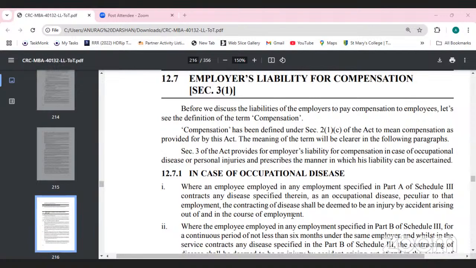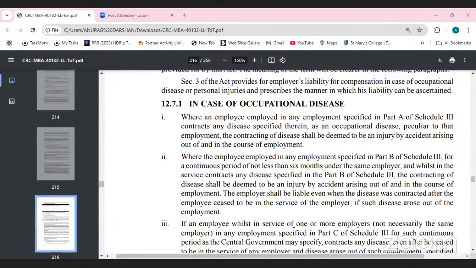In case of occupational disease, where an employee employed in any employment specified in Part A of Schedule 3 contracts any disease specified therein as an occupational disease peculiar to that employment, contracting the disease shall be deemed as an injury by accident arising in the course of employment. And where the employee is employed in any employment specified in Part B of Schedule 3 for a continuous period of not less than 6 months under the same employer, and in the service contracts any disease which has been specified in Part B of Schedule 3, the contracting of such disease shall be deemed to be an injury by accident which has arisen in the course of the employment.